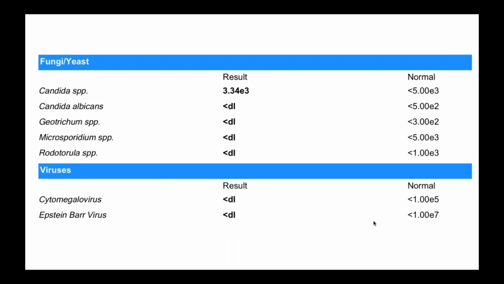Another marker that we often see elevated when there is digestive dysfunction or digestive insufficiency is Candida. And again, in this case, Candida is not flagged as high. It's fairly close. You can see that it's at the 3.34 e to the 3 level, and the cutoff is 5 e to the 3. So it's fairly close to that level. But oftentimes we will see even low to moderate levels of Candida register on GI map when there is this digestive insufficiency pattern. So that's again a very common marker to see present along with this pattern.